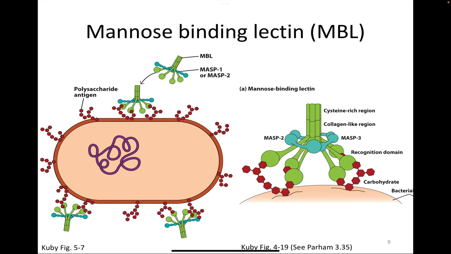Specifically, the sugar in this case is a sugar called mannose. And many microbes have a lot of mannose as a part of their cell wall. So you can see the little red hexagons as mannose all over this microbe. And the lectin that binds to mannose here is called mannose binding lectin, or MBL. So this starts with MBL binding to the mannose that's already present on the surface of the microbe. So we didn't have to do anything fancy to get it ready to go. The microbe already had the mannose, MBL is able to bind.